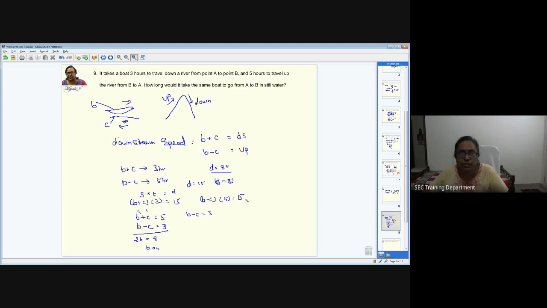When I say still water, that means the water is not moving. That means we are considering only the boat speed. So when you consider only the boat speed is 4, and you know the distance. The boat speed is 4 and the distance is 15. That is what we have assumed. So how long is it going to take? The time is nothing but distance by speed, which is nothing but 15 by 4. So what is 15 by 4? 3.75. And this is again, we can say 3.75 hours.